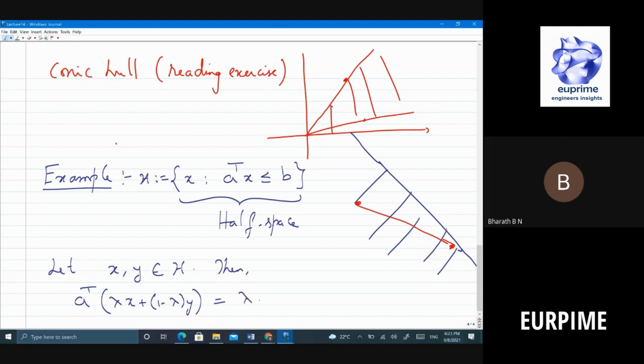That's trivial, right? Lambda A transpose x plus 1 minus lambda A transpose y. But A transpose x is less than or equal to B, and A transpose y is also less than or equal to B. You will get B. So A transpose times the new point is less than or equal to B. Therefore, this implies lambda x plus 1 minus lambda y belongs to H. So that proves that a half space is a convex set.